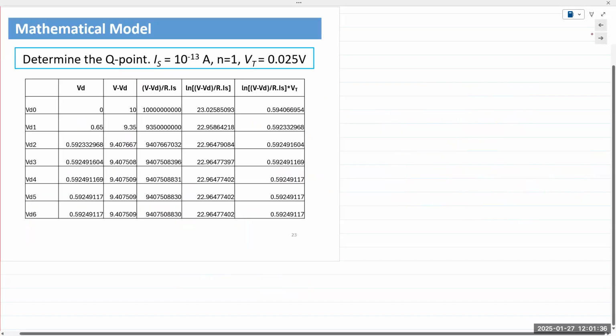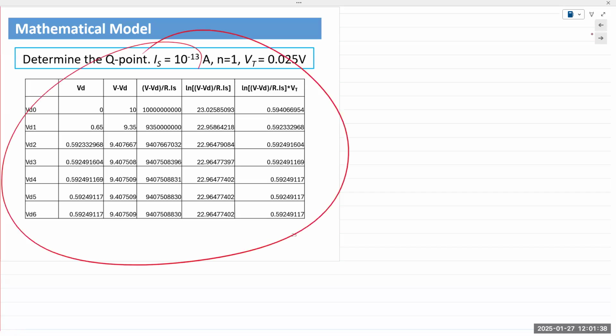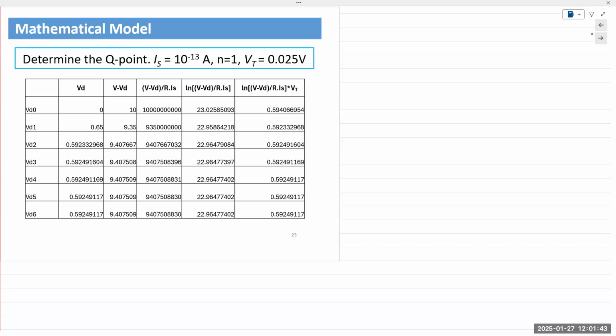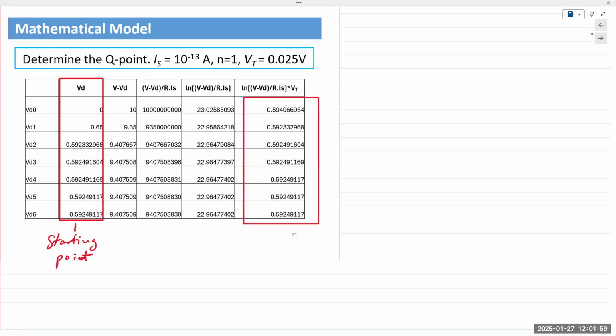So this is created simply in Excel. This is my starting assumption, VD, right here, the starting point. And these are my answers for VD. I could choose VD as 0.6 and begin from there, but I just wanted to show you how quickly you can arrive at an answer, even if you choose 0 as your starting point.